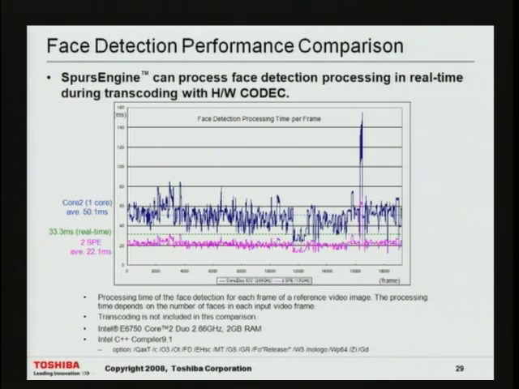And this is the line for real time, 30 frames per second. SpursEngine can process face detection in real time during transcoding with hardware codecs.